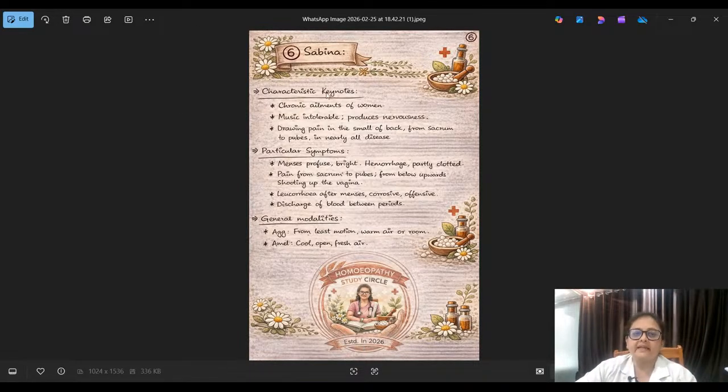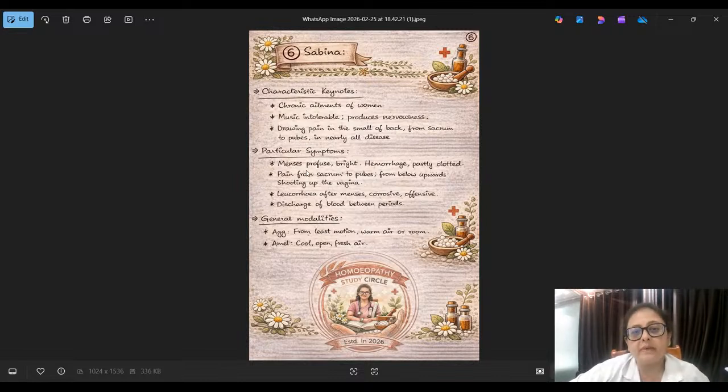So the characteristic features of sabina. Chronic ailments of women. Sabina is prescribed when the ailments are chronic. Music intolerable, produces nervousness. Drawing pain in the small of the back. This is very characteristic of sabina in nearly all diseases. That is back pain, low back pain from sacrum to pubis. Low back pain from sacrum to pubis is very common in sabina patient. It is present in mostly all complaints. With all complaints, she has backache.